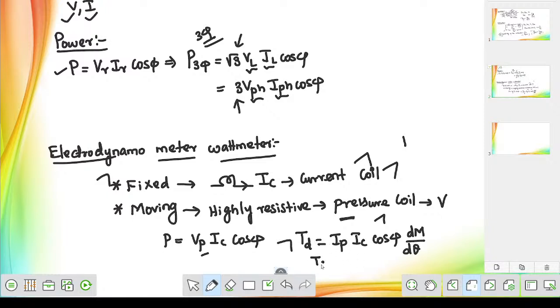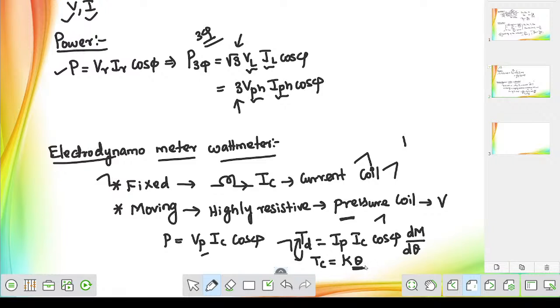And the formula to obtain the controlling torque of the electrodynamometer wattmeter, as usual, is k times theta. Under steady state, the deflection torque and the controlling torque become equal to each other. From this, you can find the value of theta when it is asked in the examination. Okay. Hope you all understand.